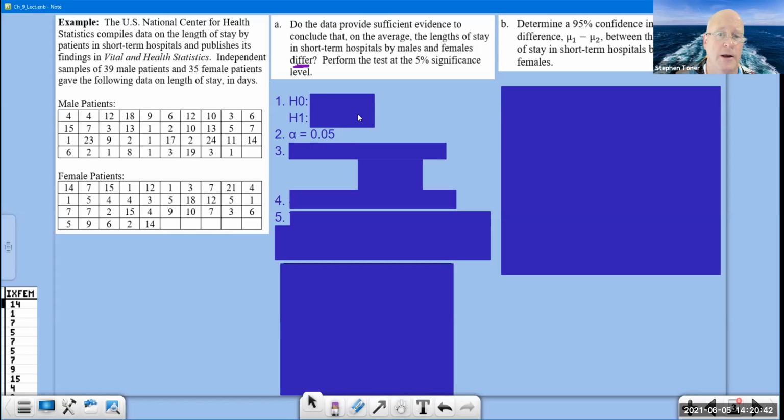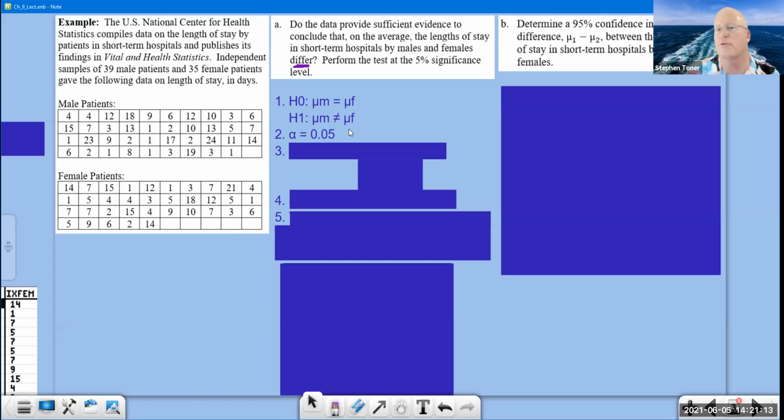Now we are comparing means. So I wrote mu subscript m for males and mu subscript f for females. And I said they're either equal or not equal to. Pretty straightforward. And the males were my first list. You could just go mu1, mu2, and that's what your calculator is going to have. However, for us, I'm going with subscripts that are a little more meaningful to me. It helps me to organize my work.